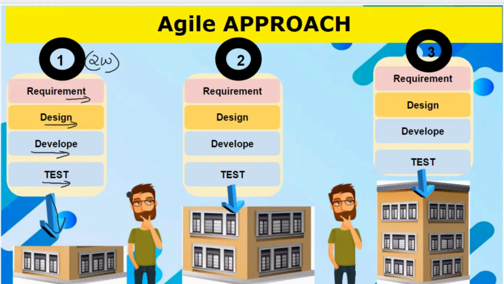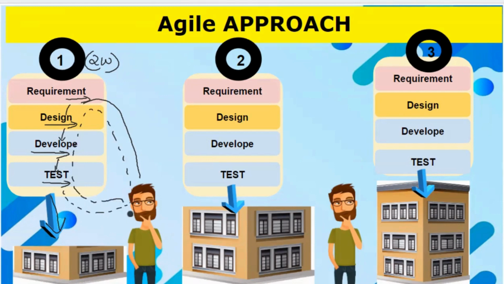Customer will see it, and once you show it to the customer, the customer is going to give you feedback, right? If the customer likes it, it's okay. If the customer suggests some changes, then again you have to go back and carry out this whole cycle again: requirement, design, develop, test, and finally come back to the customer. If the customer again gives some changes, you can again go back, make the changes and show it.